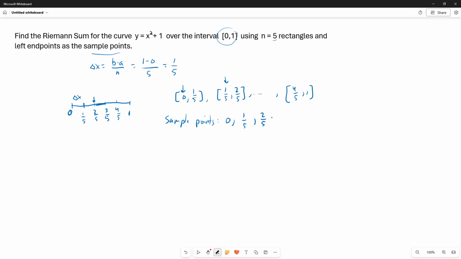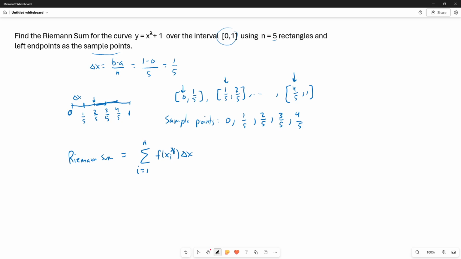And there's an obvious pattern here. The next one, the interval is from 3/5 to 4/5. The left endpoint is 3/5. And the last one, the left endpoint, is 4/5. So the Riemann sum is given by the summation, i goes from 1 to n of f of xi star times delta x.